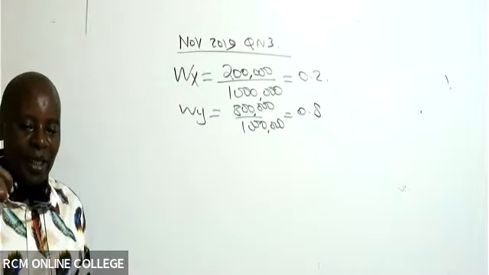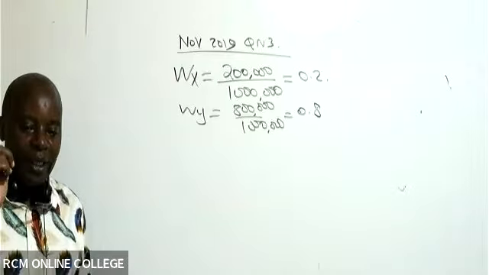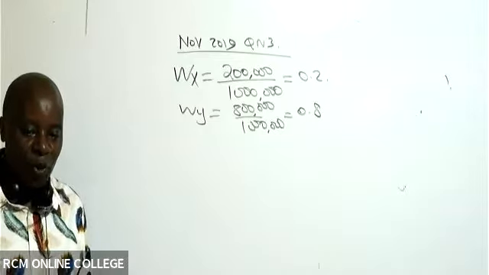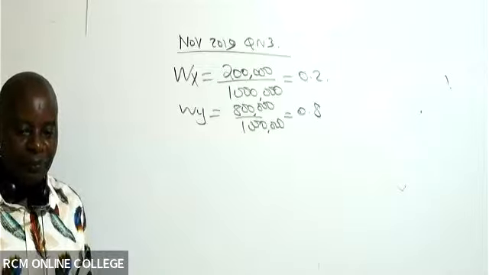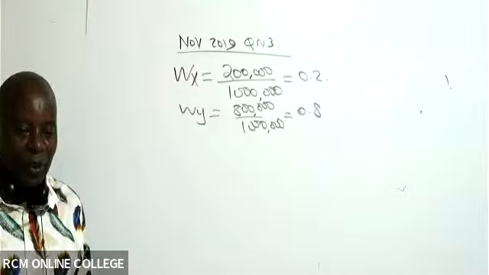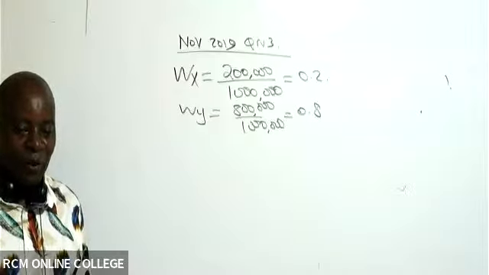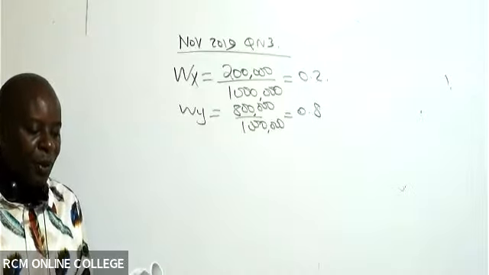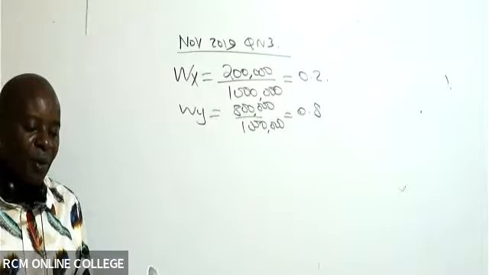Because you see, he had $1 million, and out of this $1 million, 200,000 went to X, 800,000 went to Y. Are we together? How I've gotten those weights? Weights are basically the proportions, right? The proportions.